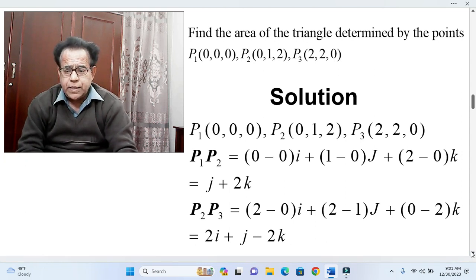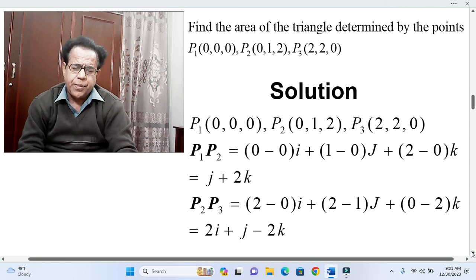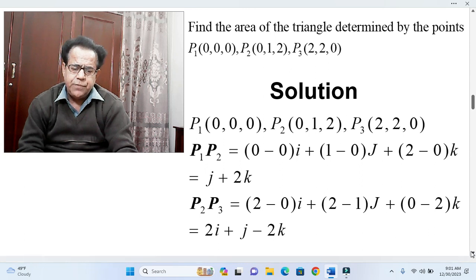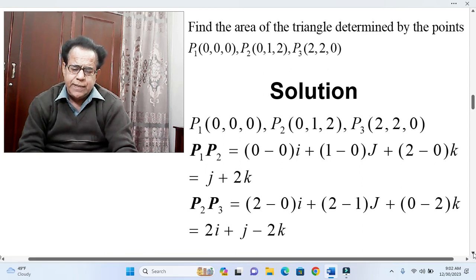Find the area of the triangle determined by the points P1 (0, 0, 0), P2 (0, 1, 2), P3 (2, 2, 0). Solution: P1 (0, 0, 0), P2 (0, 1, 2), P3 (2, 2, 0). Vector P1P2 will be equal to this; after simplification, j plus 2k. Similarly, vector P2P3 is equal to this; after simplification it becomes 2i plus j minus 2k. When it is 1j we do not need to say 1j, simply j is enough.